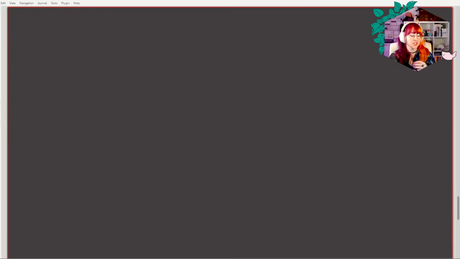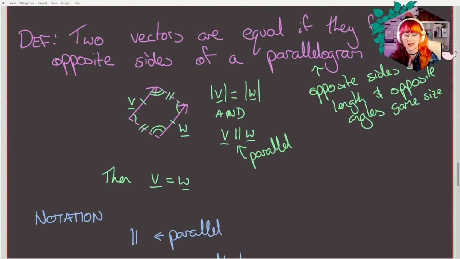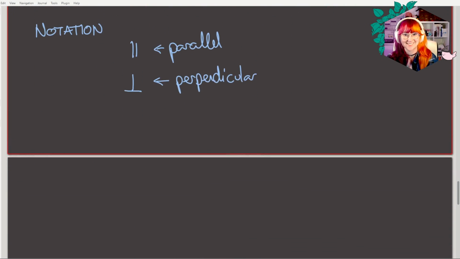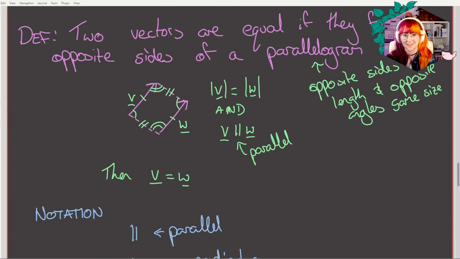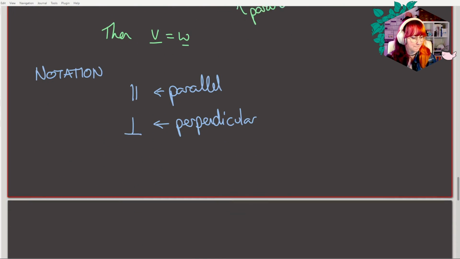So to be equal, position in space is not considered. No. So they could be on top of each other and then they would be exactly the same. But the vectors don't actually have to be on top of each other in real space. Good. Yes.